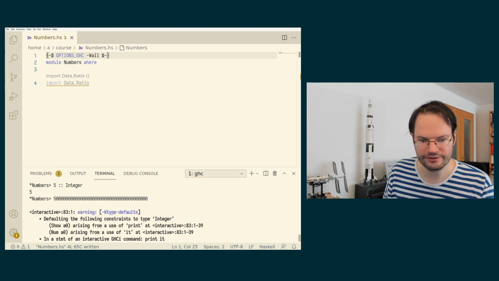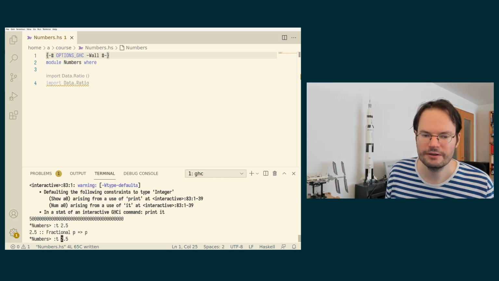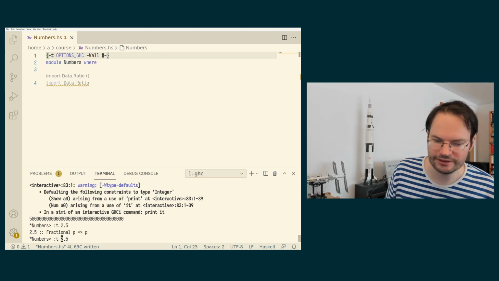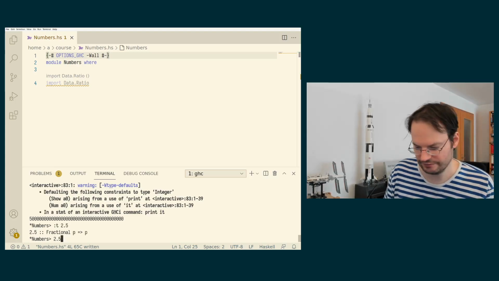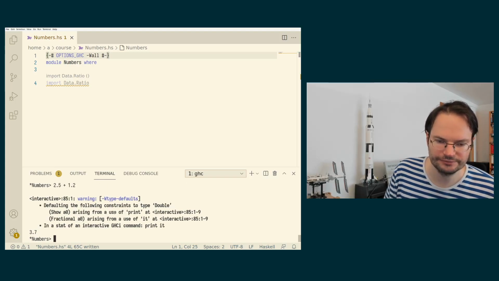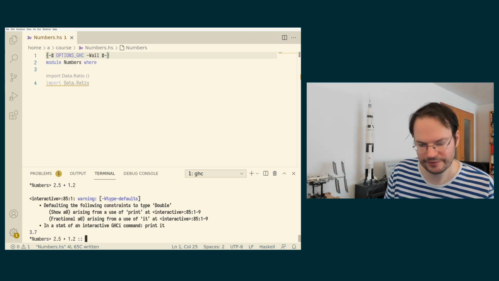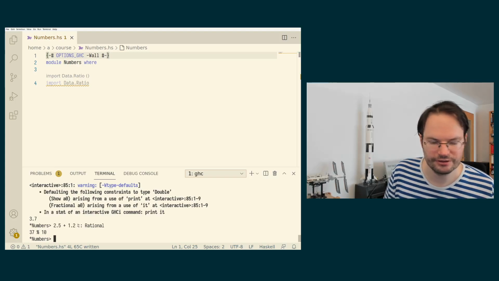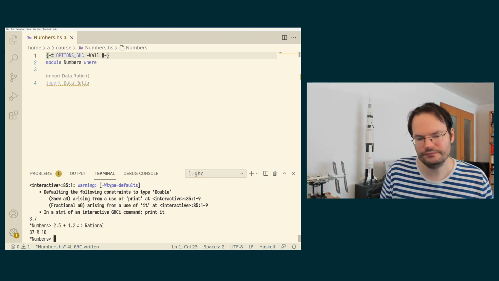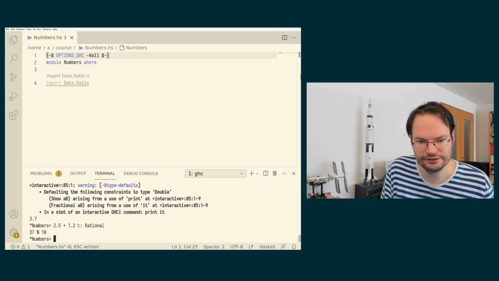And the preferred choice for something of a Fractional class type, again, 2.5 is overloaded. And which choice it makes for the concrete type may make a difference for the calculation, right? It's different whether I add two rational numbers or two doubles. The preferred choice for Fractional class things is Double. And we can again see this from the warning. If we don't want this, we have to either provide an explicit type signature, such as Rational, or we have to put it in a context that makes that type clear, right?